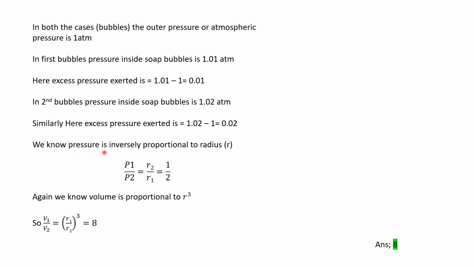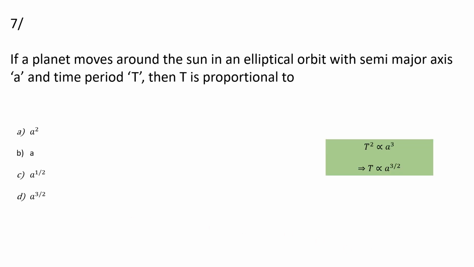And we know that the pressure is inversely proportional to the radius, that is P1 by P2 will be equal to R2 by R1. And from here we can find that R2 by R1 is equal to 1 by 2. And again we know that the volume is proportional to R cube. Because in the question it has been asked what would be the ratio of their volumes, we can take it as V1 by V2 is equal to R1 by R2 whole cube, that would be equal to 8. So our answer is 8.